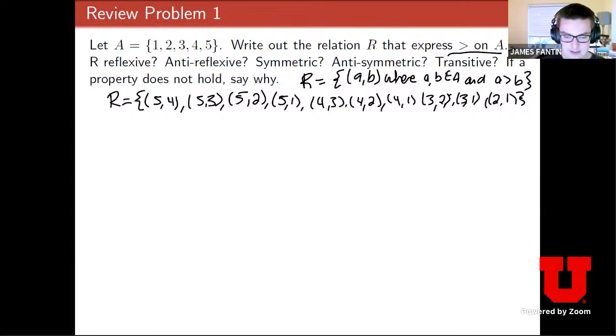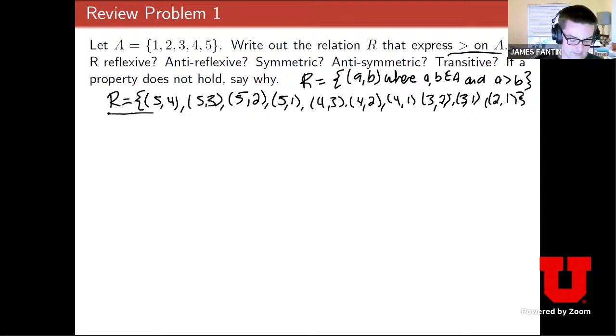Or does this kind of make sense? In general, would you recommend that we write out a relation like this? Well, it only makes sense in this case because the set A is finite. So we actually can write out the entire relation. So this is the entire relation.